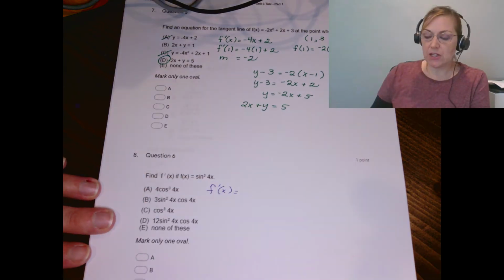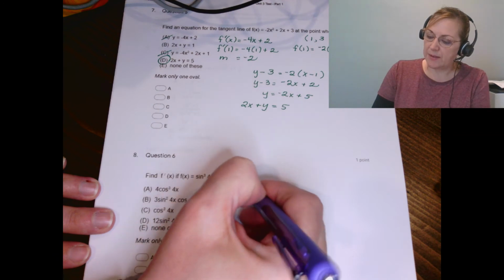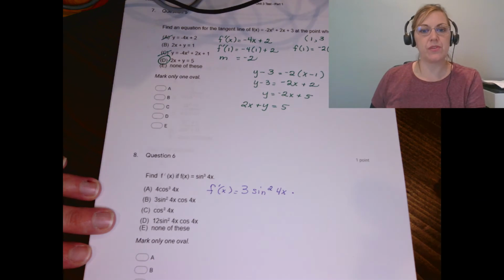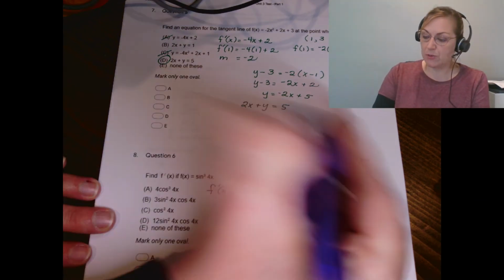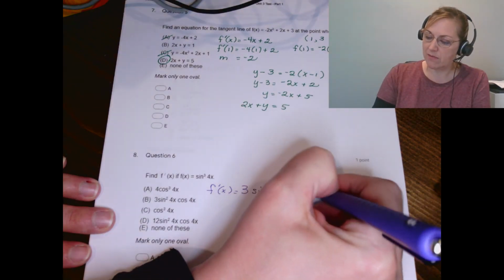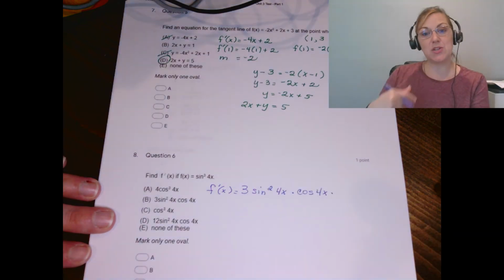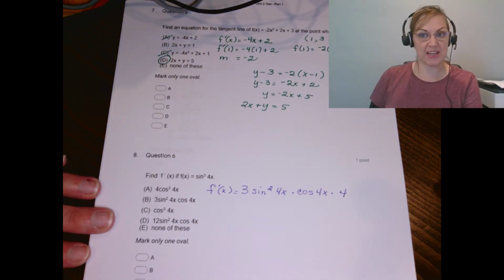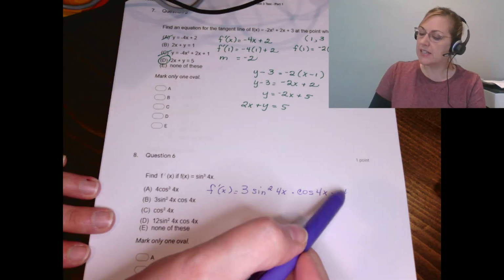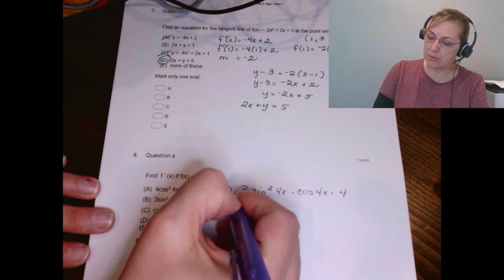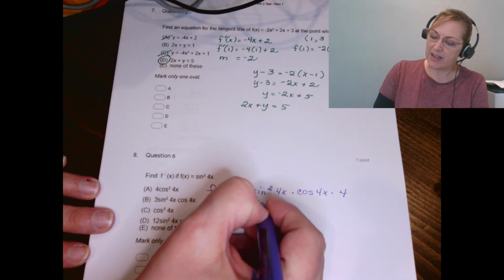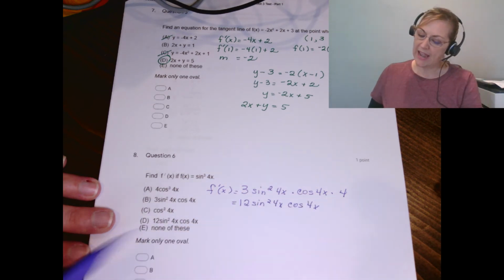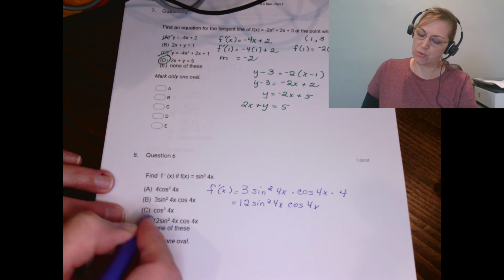So the derivative of something cubed would be 3 times that something squared. Now I'm taking the derivative of sine, which would be cosine. And then I'm taking the derivative of 4x, which would be 4. 3 chains. I needed to make sure I got all of those. Let's multiply the 4 times the 3, which would be 12 sine squared of 4x, cosine of 4x. And that looks like answer choice D here.